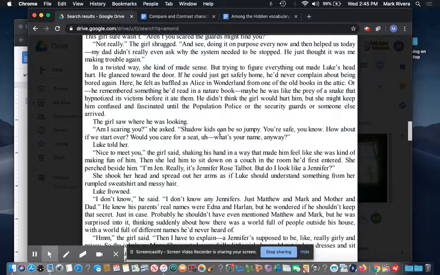The girl saw where he was looking. "Am I scaring you?" she asked. "Shadow kids can be so jumpy. You're safe, you know. How about if we start over? Would you care for a seat? What's your name, anyway?" Luke told her.